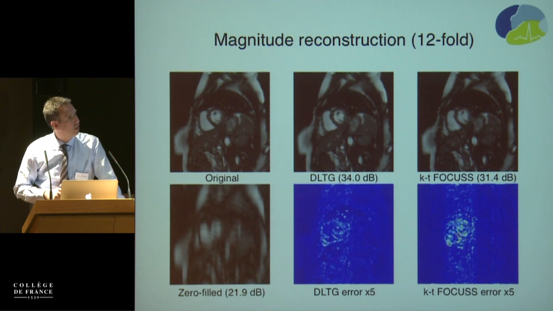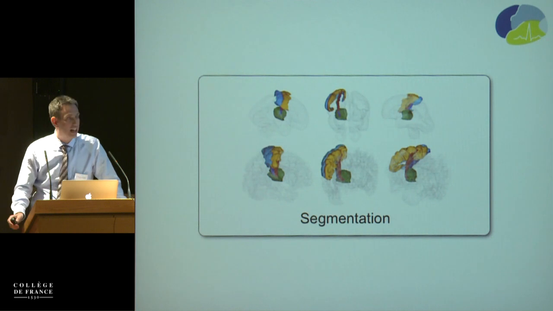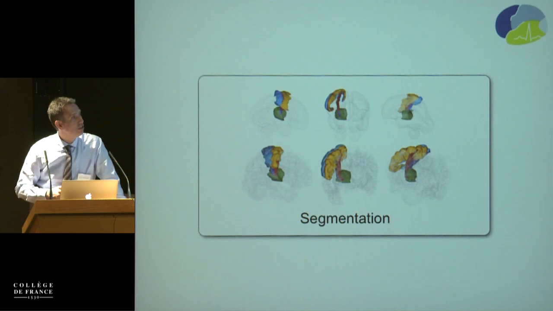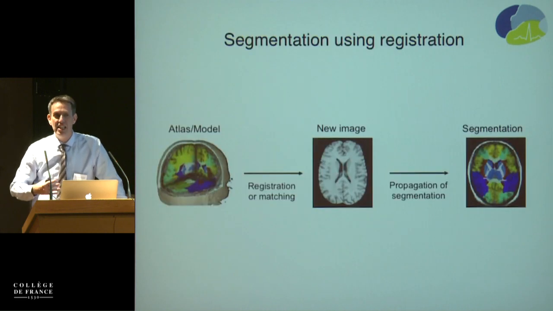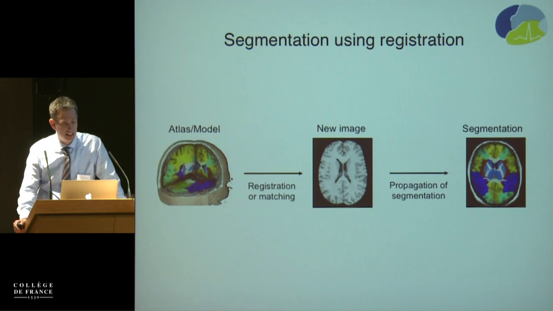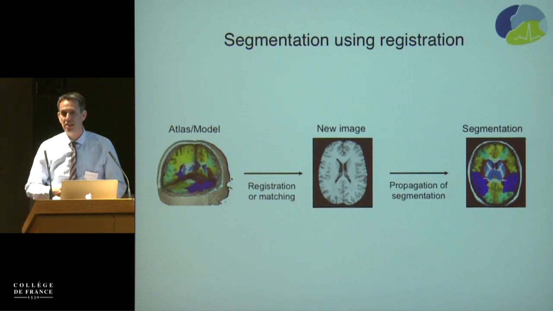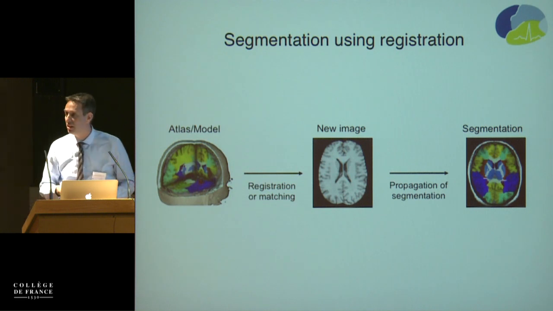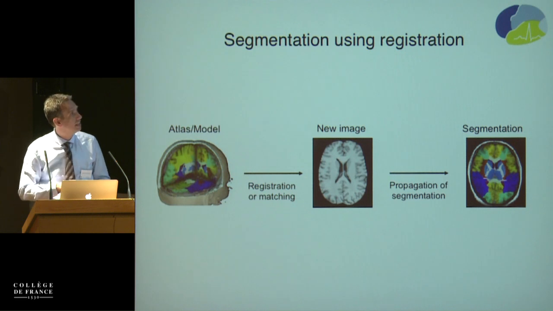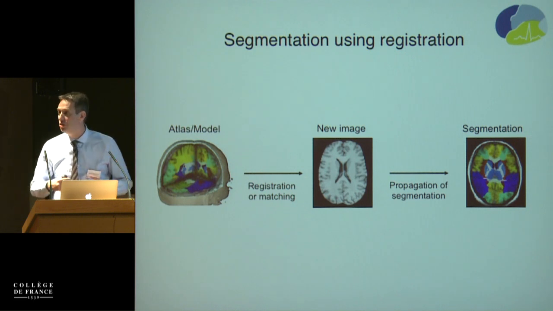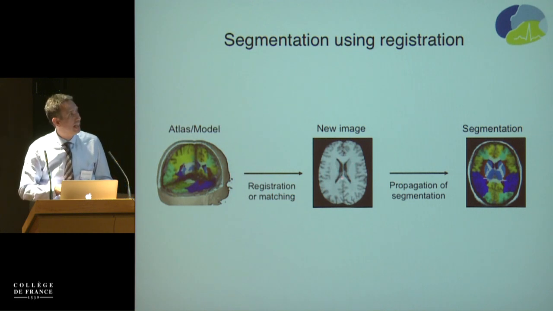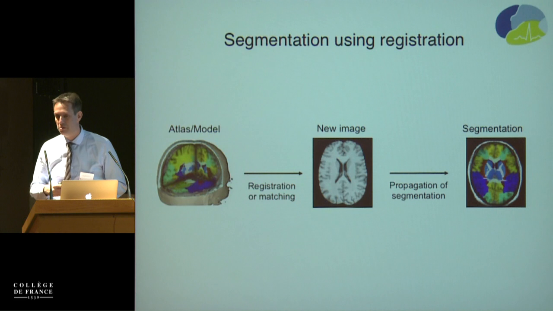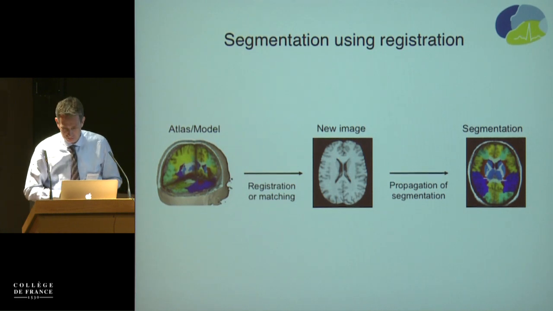So in the second part of the talk, I want to show you an application of machine learning to image segmentation. And of course, I guess you all know image segmentation. It's one of the standard problems in medical image analysis. And one way of tackling this problem is to actually view this as a model matching or a registration problem. So if I have a model of my anatomy, which can be an atlas or something else, I can register that model onto a new image, and by doing so I can propagate the labels or the information I have in my atlases onto my new image.